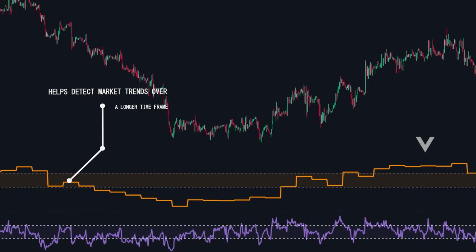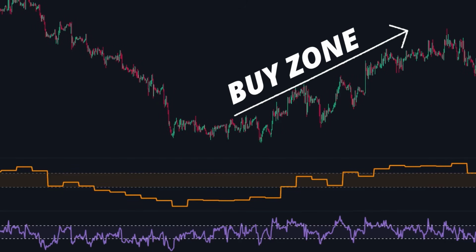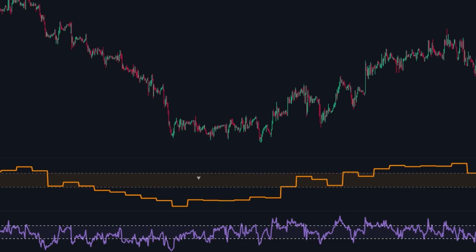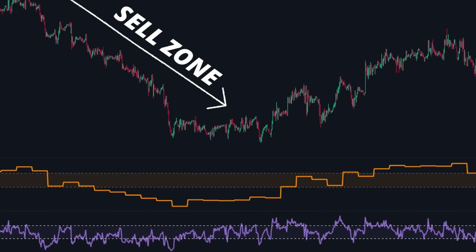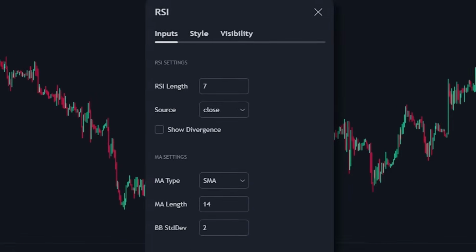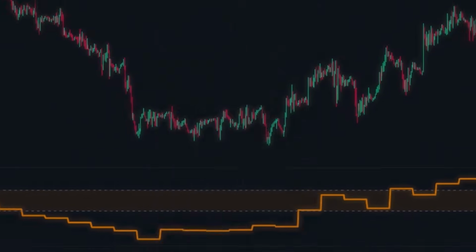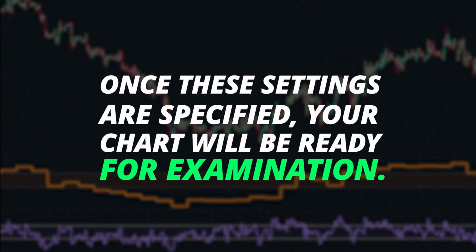If the RSI is over 60, the price is deemed to be in an uptrend, so we will look for buying chances. If the RSI falls below 40, the price is considered to be in a downtrend, and we will search for selling chances. The second RSI will assist us pinpoint entry points. For the second RSI, set the period to 7 and the overbought and oversold thresholds to 60 and 40 respectively. Once these settings are specified, your chart will be ready for examination.